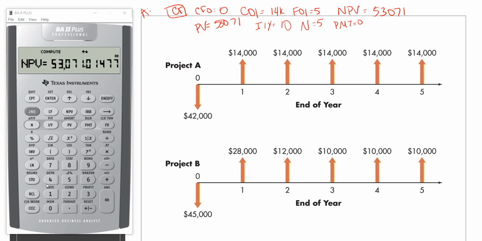So here's our screen from before. If I just push clear once, it will save the number, and then I could plug it into our present value without retyping. 10% is the discount rate. We have 5 years, and we have no payments. Let's compute our future value. And we get $85,471.40.